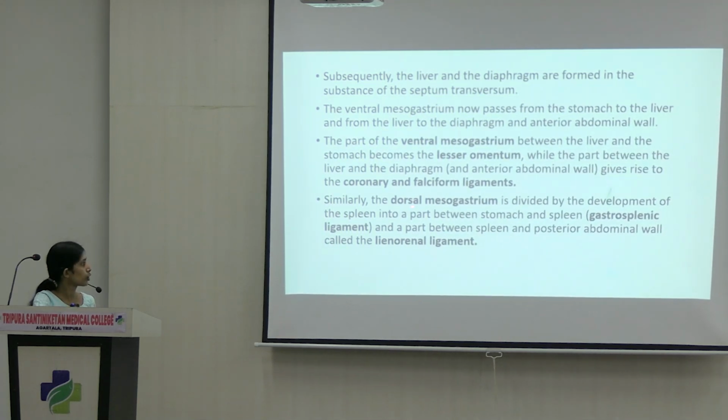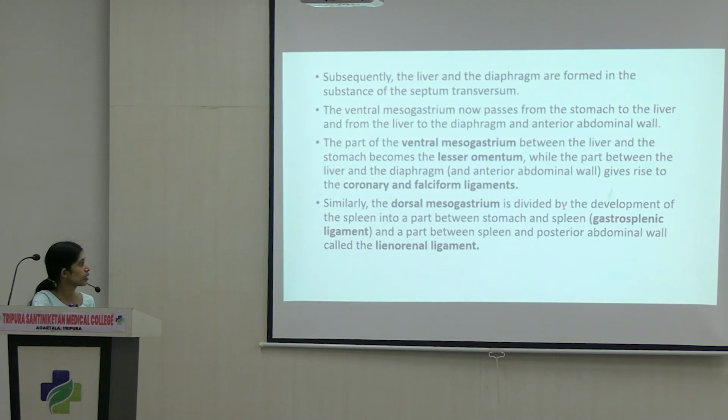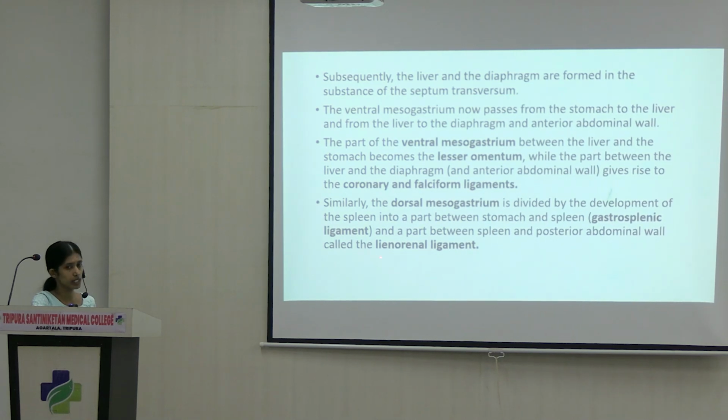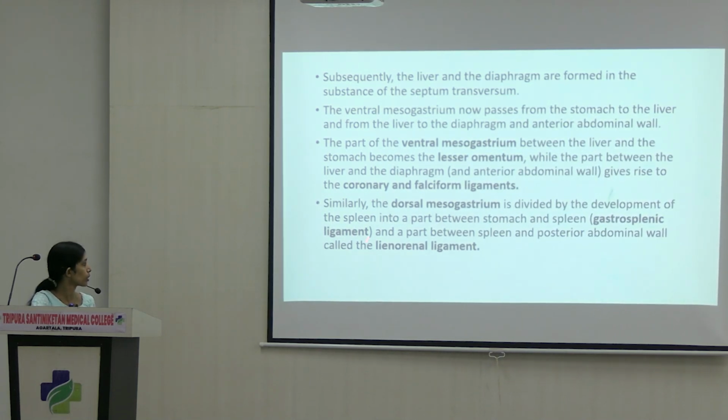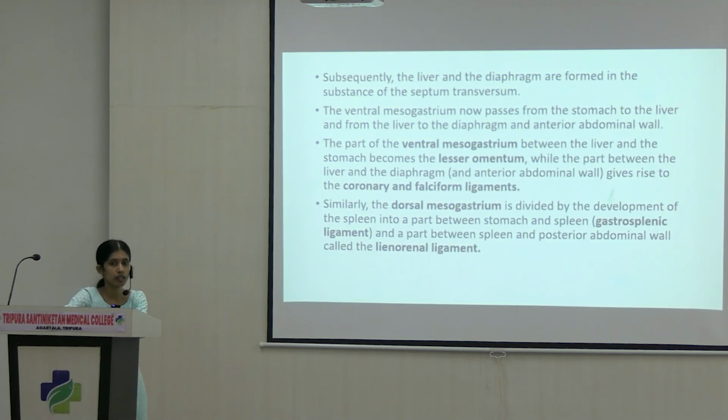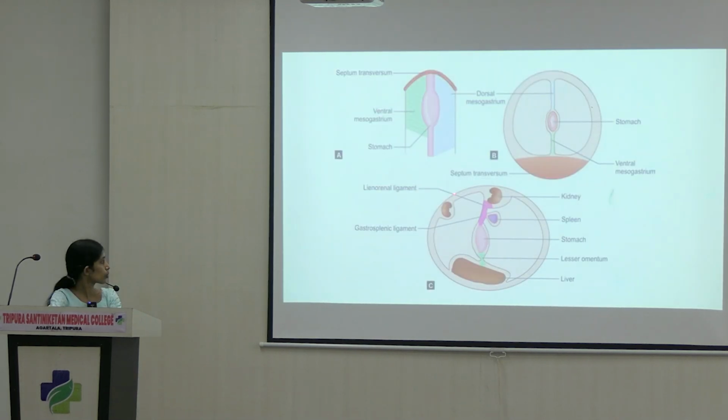Next, similarly, the dorsal mesogastrium is divided by the development of the spleen into a part between the stomach and spleen, that is gastrosplenic ligament, and a part between spleen and posterior abdominal wall called the lienorenal ligament. Along with these two, we have seen gastrophrenic ligament and also the greater omentum. This is to show the development of your liver and also the spleen.